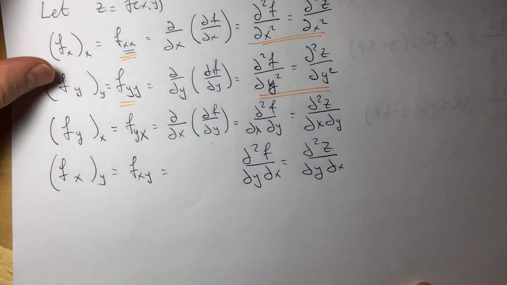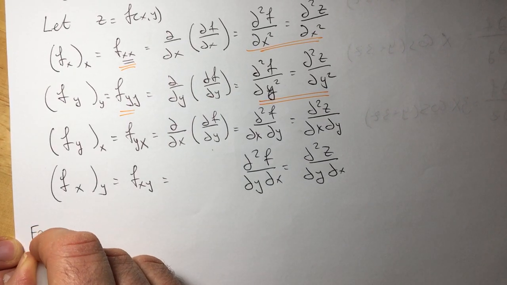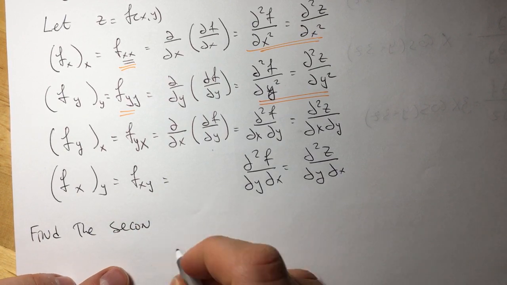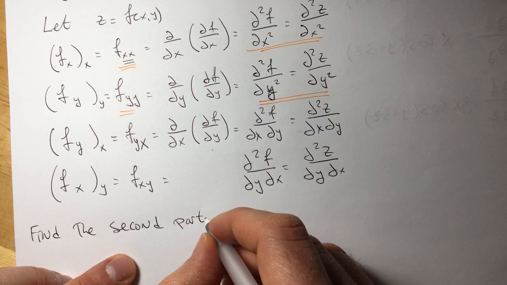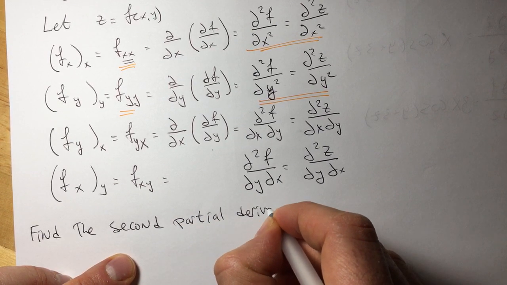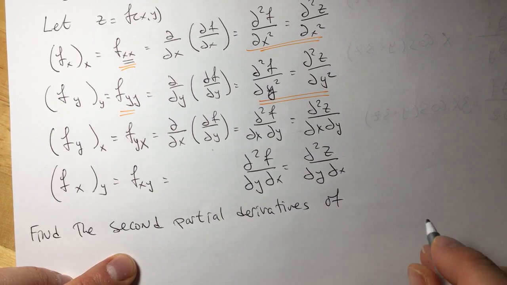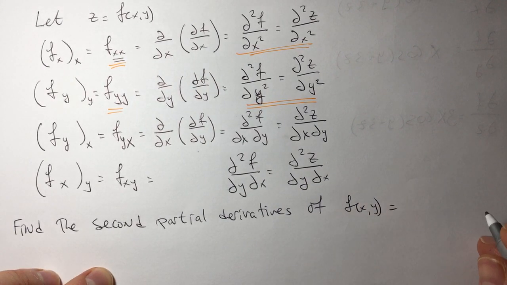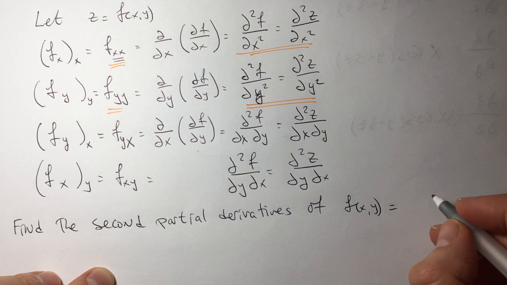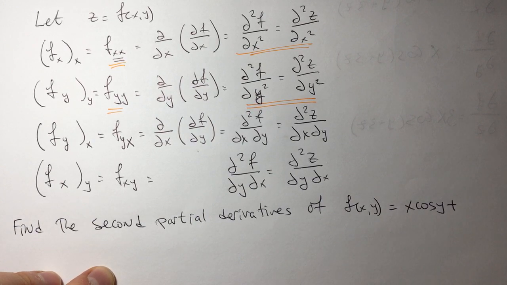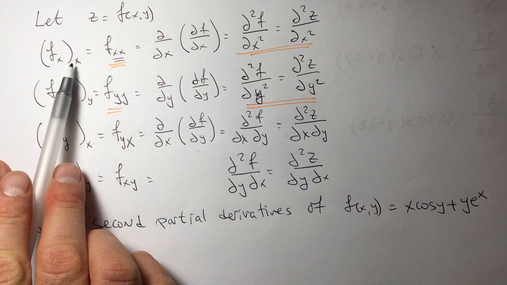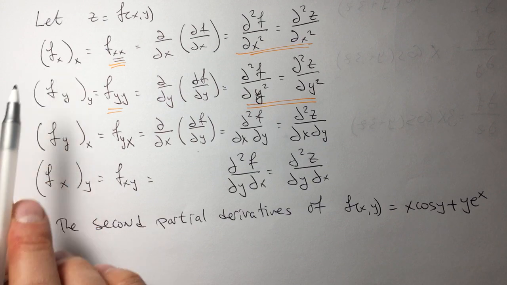So let's do an example. Find the second partial derivatives of the function f of x y defined as x cosine y plus y times e to power x. Okay, so obviously in order to get to the second partial derivative, I need to evaluate the first partial derivative.